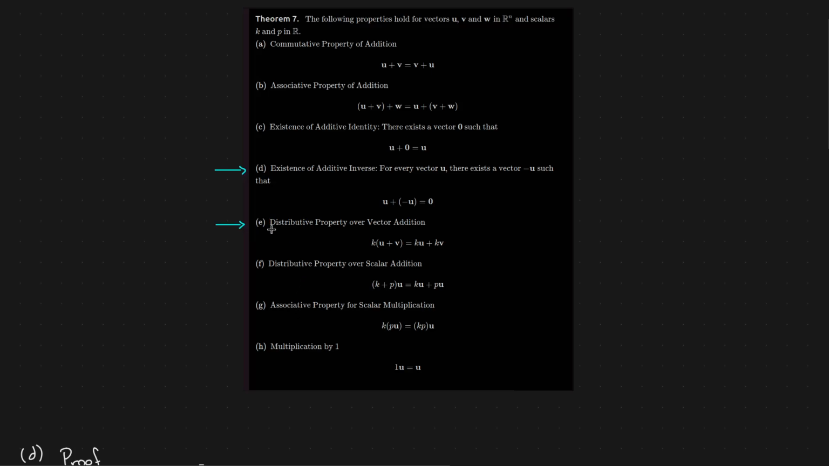Part E, we want the distributive property over vector addition. So I want to show that if I take some scalar, any scalar k, and multiply it by the sum of any two vectors u and v, then that's the same as taking k times u plus k times v. For something like this, when you want to show that two things are equal, if you can show they're both equal to a third thing, then you are done. Okay, so I'm going to work on each side of this equation individually and show they both are equal to the same thing.